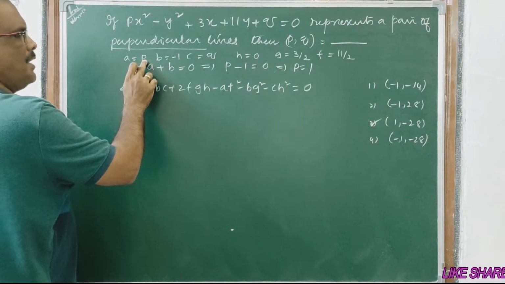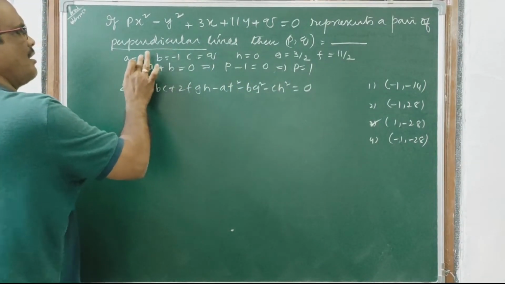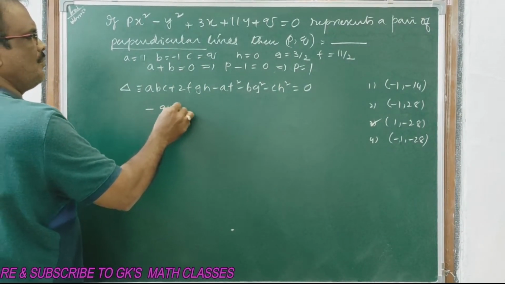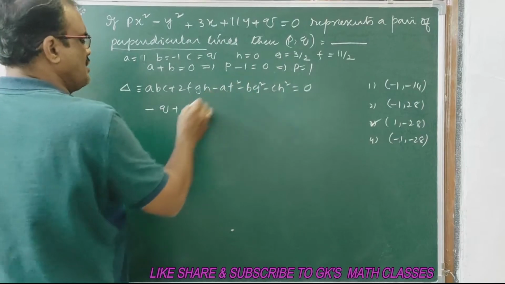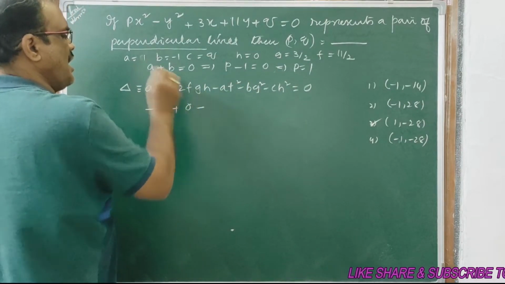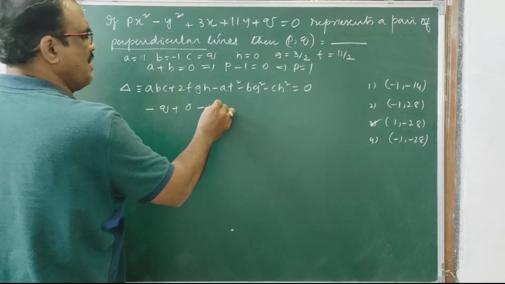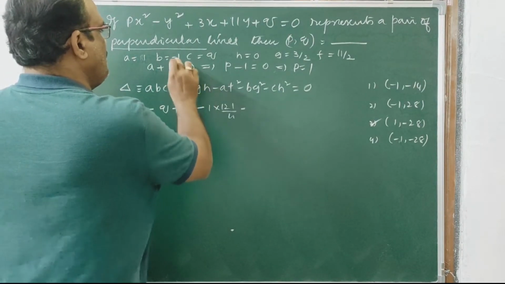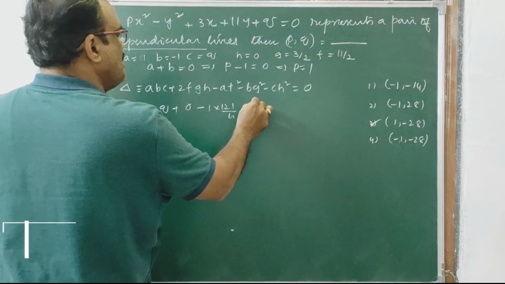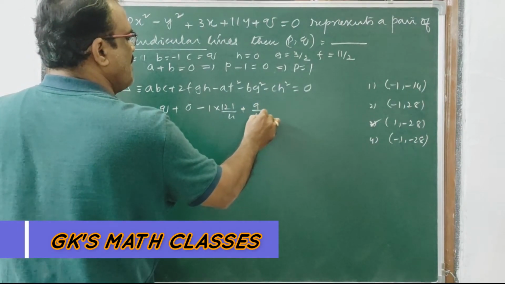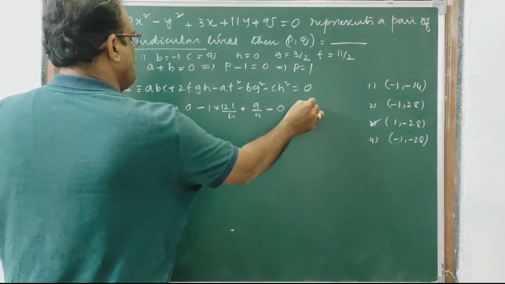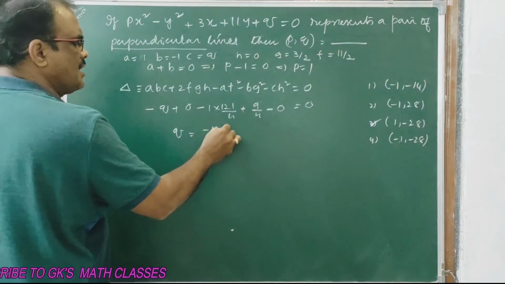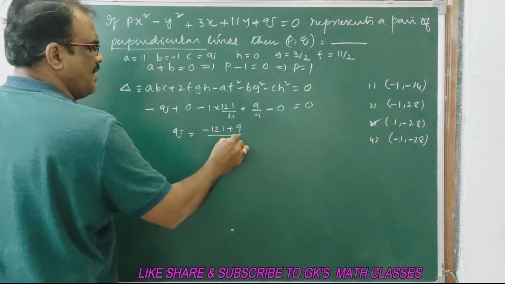A is p, p is 1 here, so you can write 1. 1 into minus 1 into q is minus q. 2fgh is 0. Minus af square is 121 by 4. Minus b means plus 1, g square is 9 by 4. ch square is 0. So sending the q to the other side, q is equal to minus 121 plus 9 by 4.